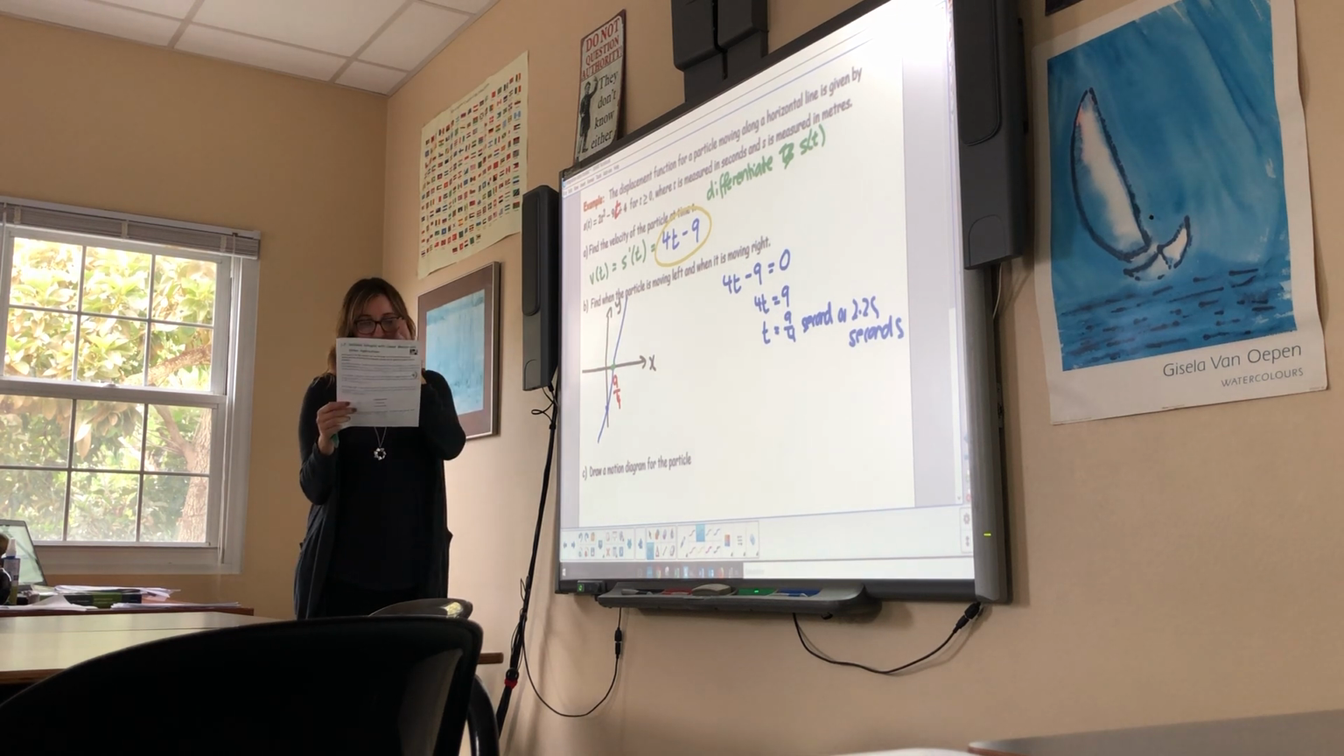This is a graph of the derivative. So it's negative, and the y-intercept is negative.